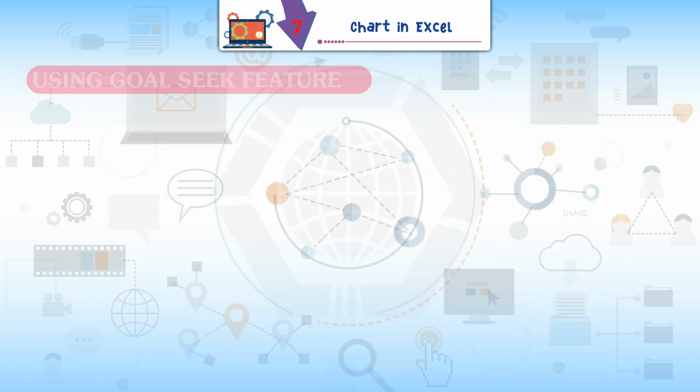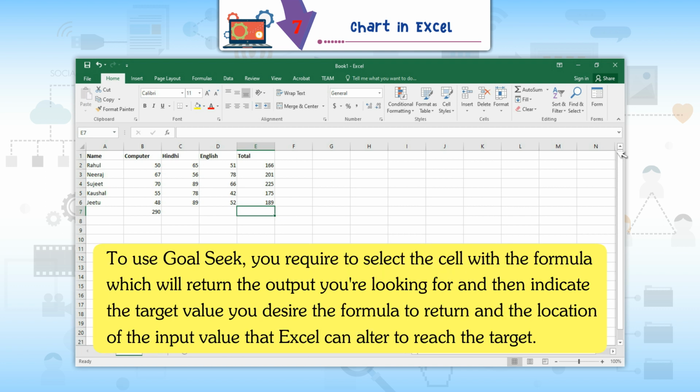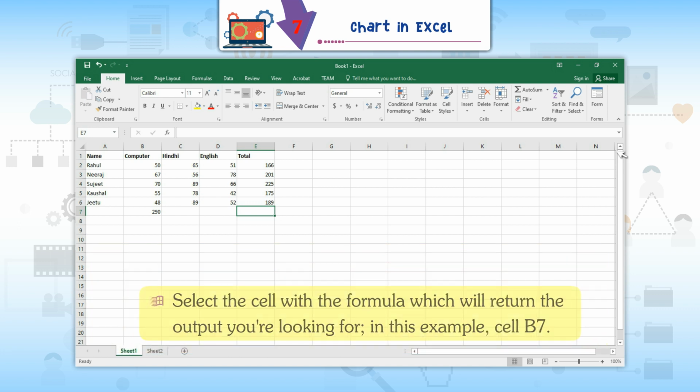Using the Goal Seek feature. The Goal Seek feature in Excel 2016 is a what-if analysis tool that enables you to find the input values required to achieve an objective or goal. To use Goal Seek, you require to select the cell with the formula which will return the output you're looking for and then indicate the target value you desire the formula to return and the location of the input value that Excel can alter to reach the target.